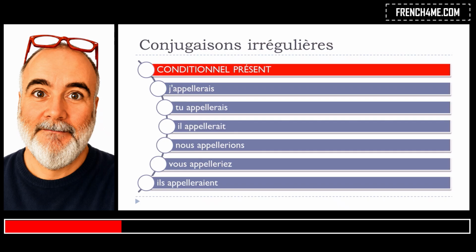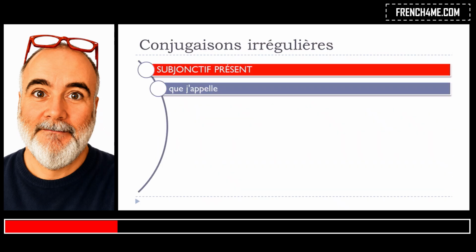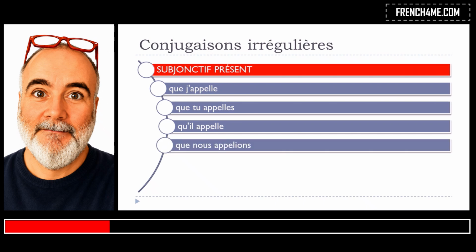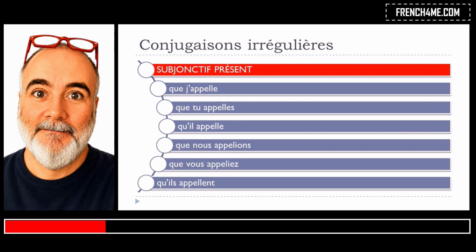And last but not least, le subjonctif présent: que j'appelle, que tu appelles, qu'il appelle, que nous appelions, que vous appeliez, qu'ils appellent. Here you can see that je, tu, il, and ils in the plural form are concerned. Same thing, you double the L, and you open the sound of this E. J'appelle, que tu appelles, qu'il appelle, and then here you just keep the normal ending: que nous appelions, que vous appeliez, qu'ils appellent.